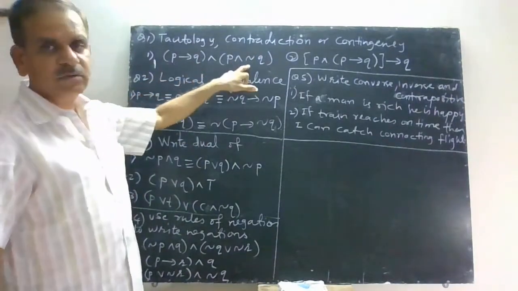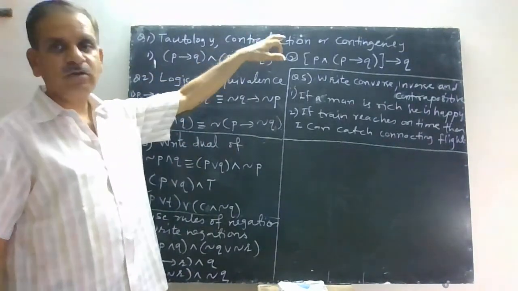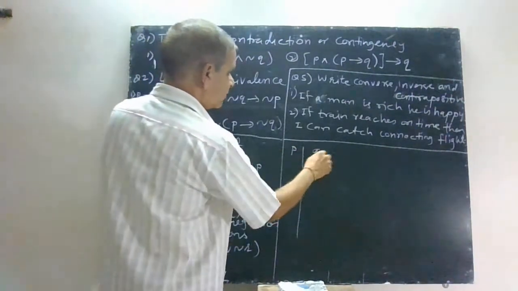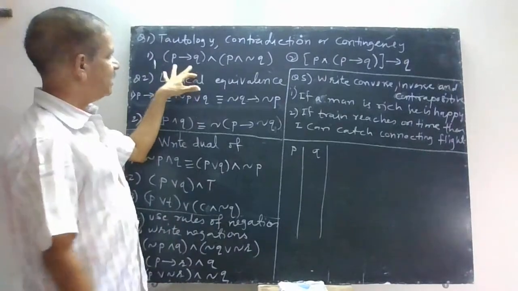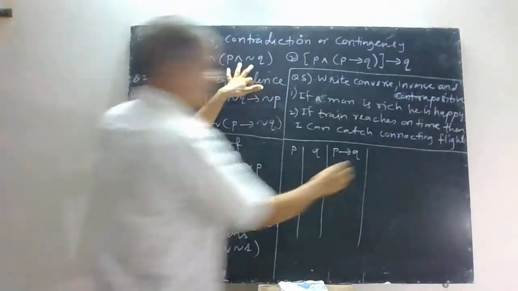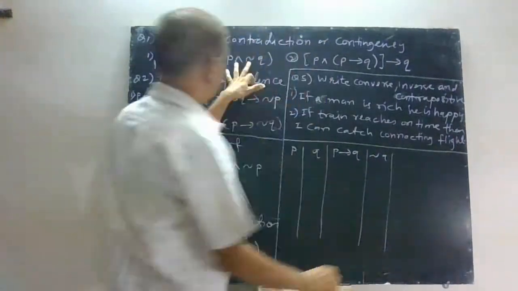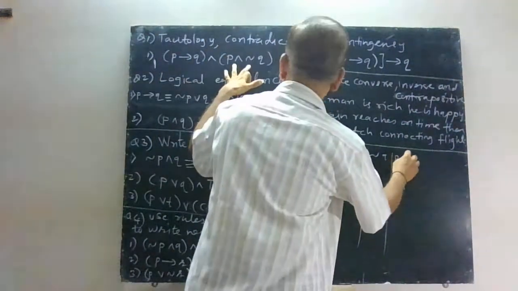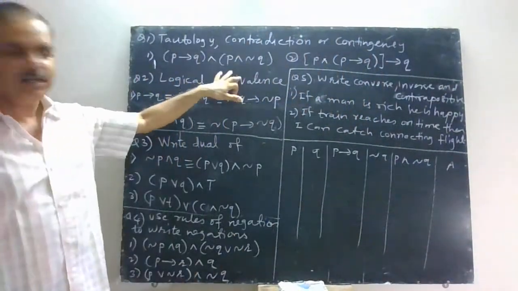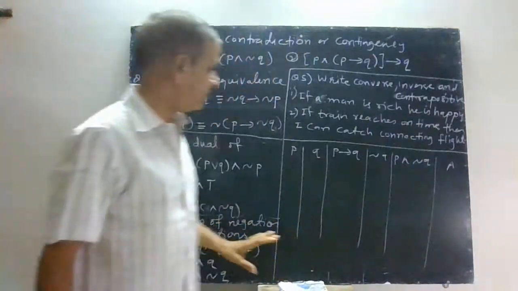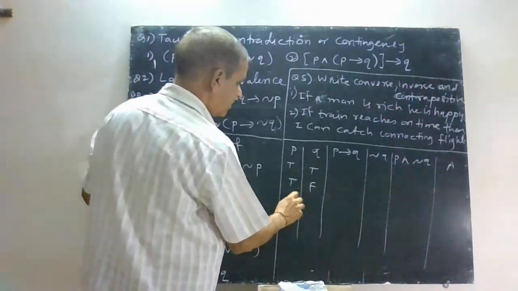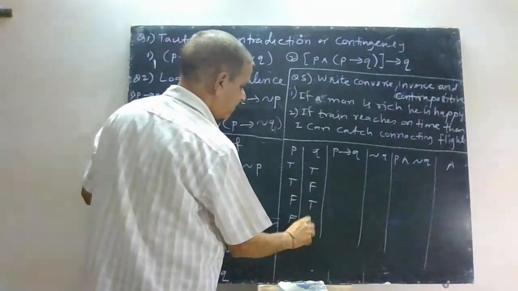If you want to decide whether it is a tautology, contradiction or contingency, first you have to make the table for P and Q. Then you will make the bracket P implies Q. Then you will make negation of Q, and then P and negation of Q. And if the given statement is, suppose, A, then we will take that last column as A. Now see, the possibilities are T, T, T, F, F, T, F, F.